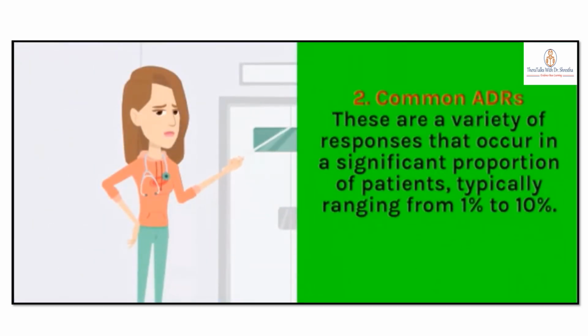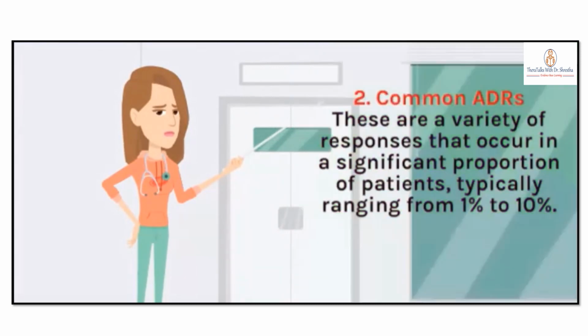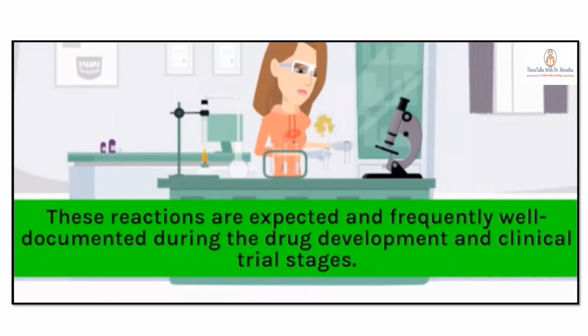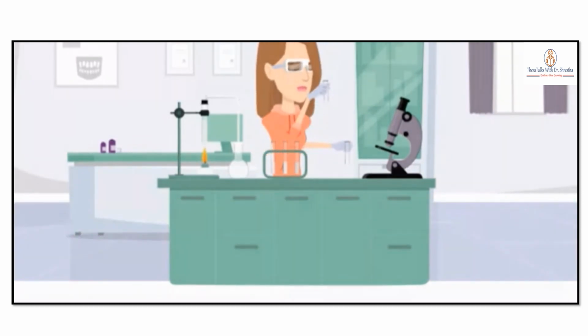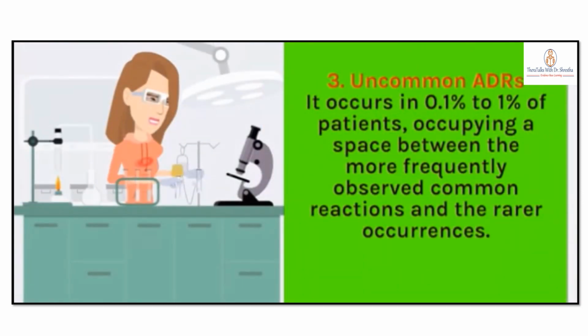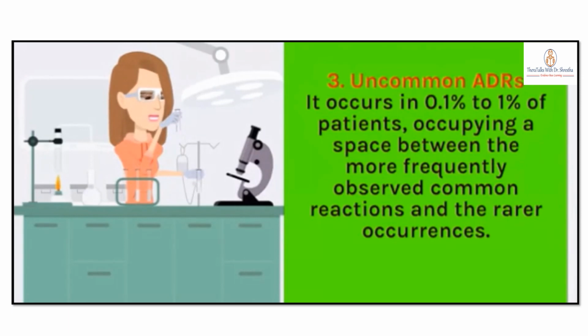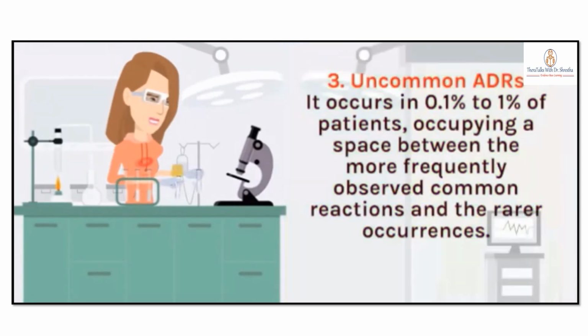2. Common ADRs. These are a variety of responses that occur in a significant proportion of patients, typically ranging from 1% to 10%. These reactions are expected and frequently well documented during the drug development and clinical trial stages. 3. Uncommon ADRs. It occurs in 0.1% to 1% of patients, occupying a space between the more frequently observed common reactions and the rarer occurrences.